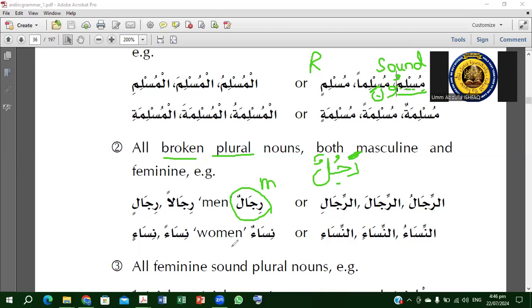Now the plural is Rijalun. So you see what has happened. It is not safe and sound. We have broken it. Let me change the color to make it clear. Instead of Jim and Lam together, there is one alif in between. So it is Rijalun. Okay, Rijal. So this is broken because we have added alif here. Okay. There are many others.